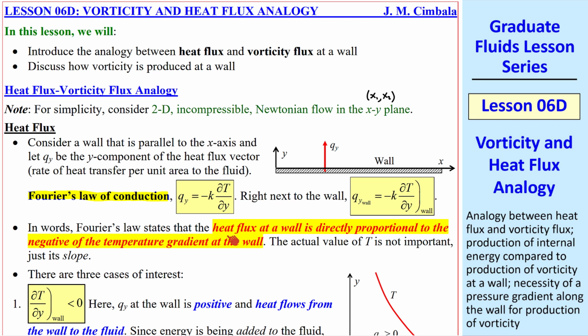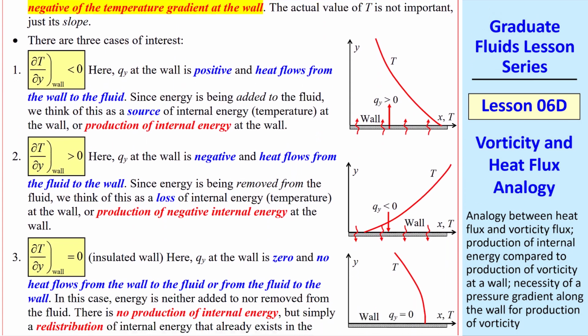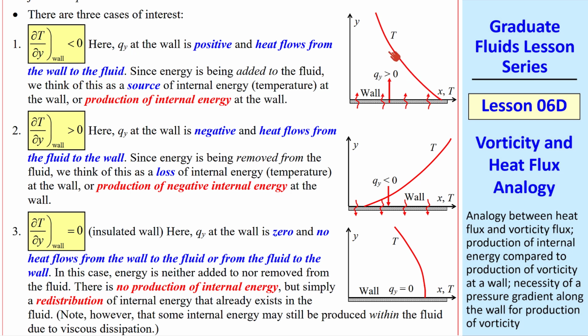Fourier's law states that heat flux at the wall is directly proportional to the negative of the temperature gradient at the wall. Since all we see is the derivative of temperature, the actual value of T is not important, just its slope. There are three cases of interest here. Number one, when the slope ∂T/∂y at the wall is negative, then by our sign convention, qy is positive, and heat flows from the wall to the fluid. This is the case with a hot wall and a cold fluid.